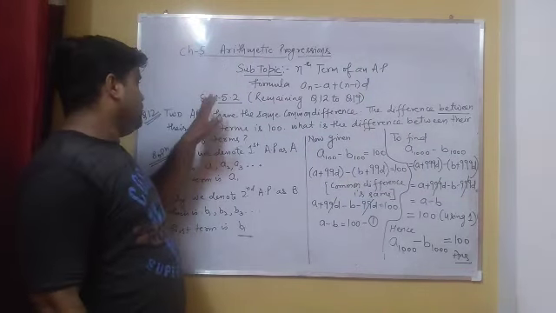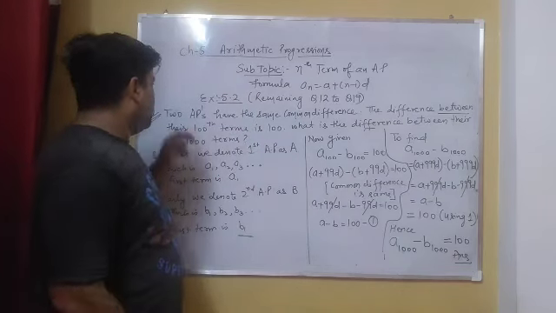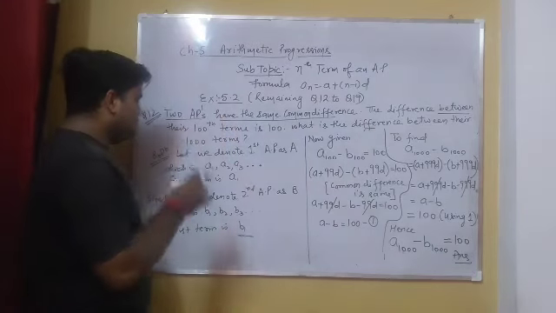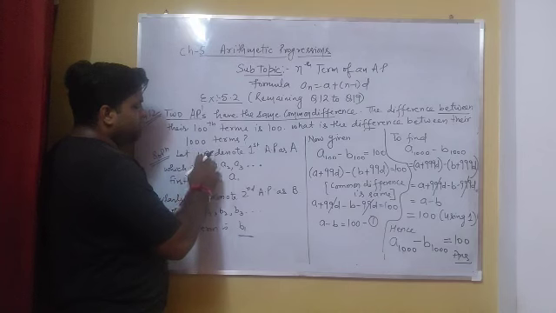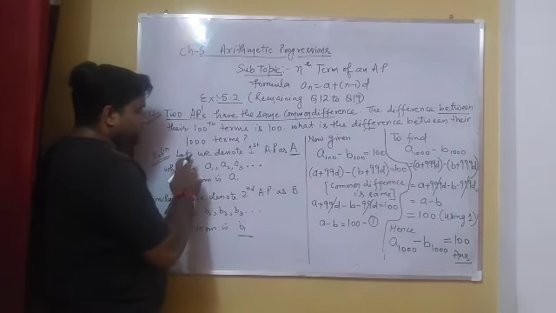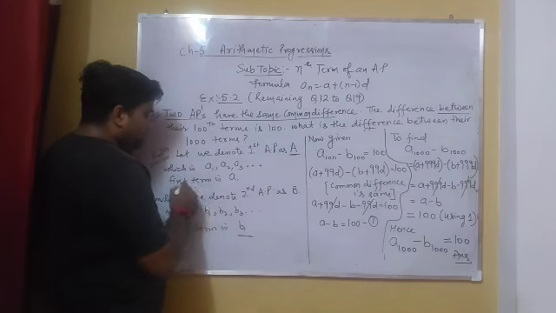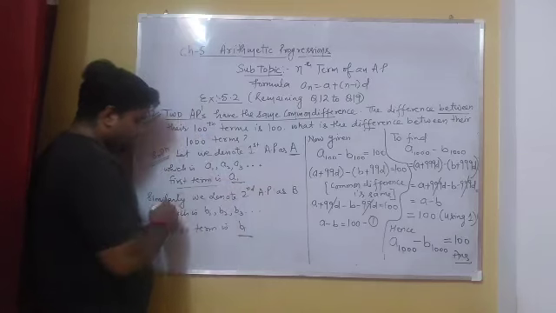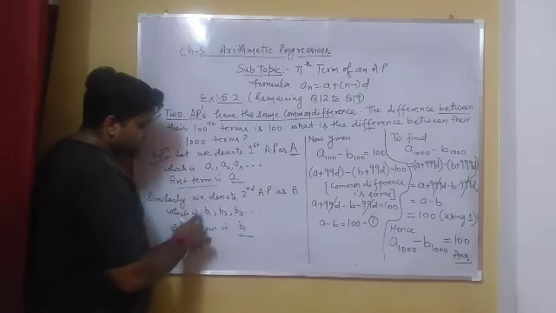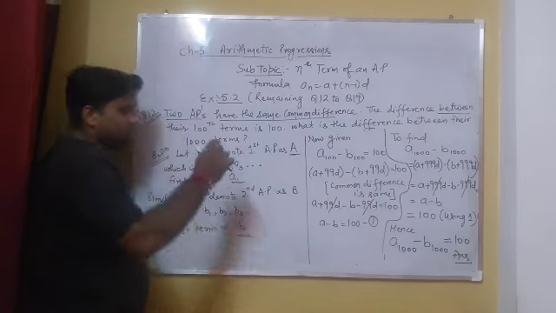In this question, we have two APs, but the two APs have the same common difference. For this, first of all, we denote our first AP as capital A, and we consider this AP as a_1, a_2, a_3 and so on. The first term of that AP is a_1. Similarly, we denote our second AP as capital B, which is written as b_1, b_2, b_3 and so on, and its first term is b_1.